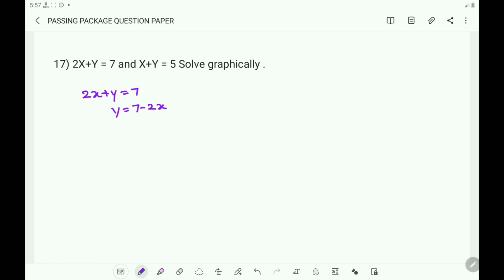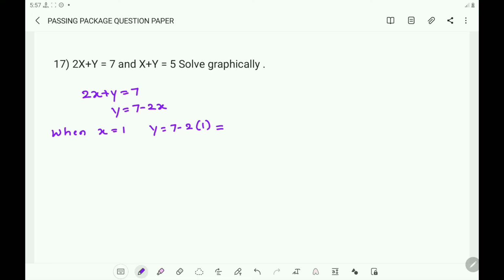Let us take x. When x equals 0, you take 1, so let us take 1 here. Then y equals 7 minus 2x. In the place of x you write 1, because here we have taken x equals 1.